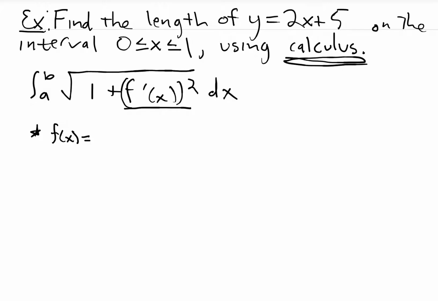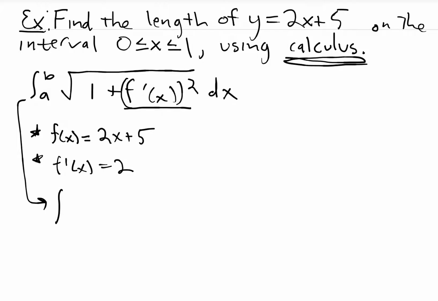So we were given y equals 2x plus 5. y is a simplified way to say f, or f of x is a fancy way to say y in this case if we're talking about a curve. So I'm just going to use 2x plus 5. If that is my function, my derivative falls out pretty quickly. We just get 2 because the constant term drops off. And now I have stuff that I can plug into my integral formula.